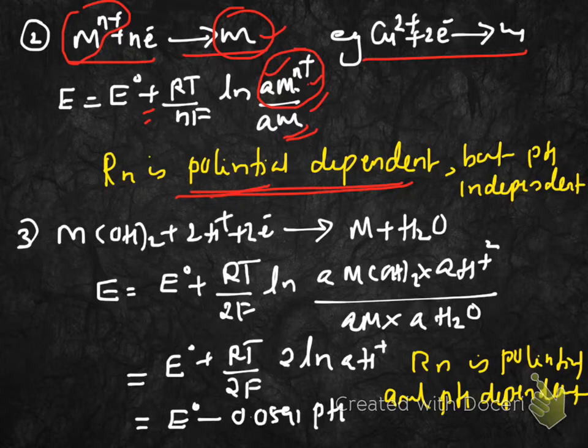The third kind of reaction is reduction of metal hydroxides to metal. Here it was metal ions to metal, it is metal hydroxide or oxide to the metal. By writing the Nernst equation, you will get a relation E0 minus 0.059 pH in the final form. Since this reaction involves H plus, it is pH dependent as well as it is potential dependent. So this reaction is potential as well as pH dependent.